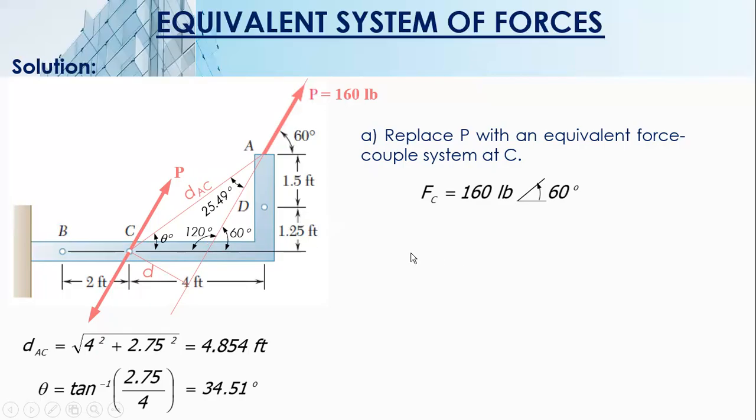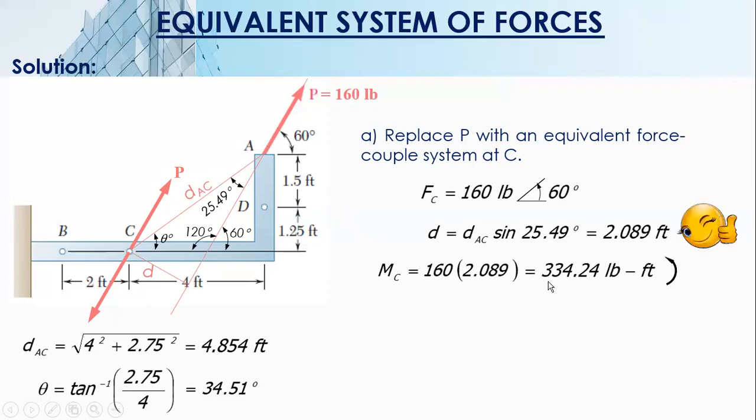So therefore, you can now solve for d. That's d_AC sine of 25.49, and d_AC is 4.854. 4.854 sine of 25.49 is 2.089. Now we can get the moment. So, moment is 160 times d, 2.089, and the value is 334.24 pound-feet counterclockwise. Obviously, it rotates about C counterclockwise.